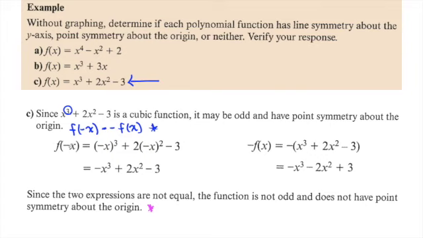Okay, so you found f at negative x, and then you found negative f at x. These do not equal each other. They almost do, but this one has a negative here while this one is positive, this one's negative, this one's positive, so they are not equal. So you would say it is not odd and does not have point symmetry about the origin.